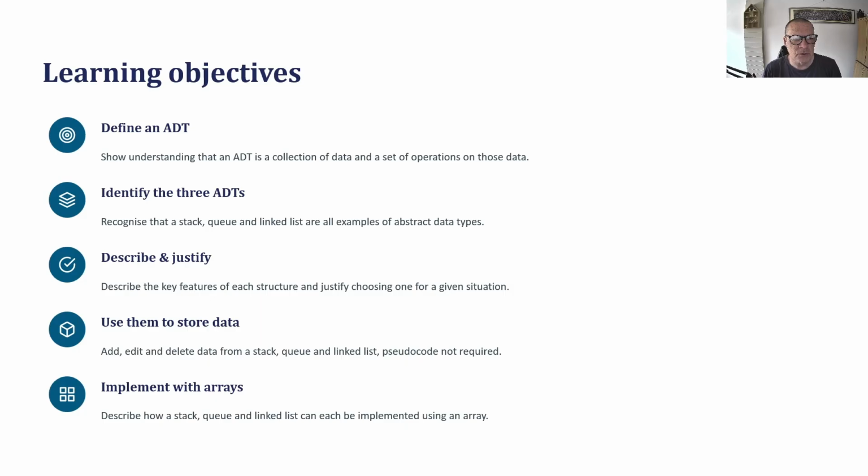And we need to be able to describe how we store data in them, how we add, edit, and delete data from those different abstract data types. We don't need for this part to be able to write pseudocode to do that. And we need to be able to implement these with arrays, i.e. describe how they would be implemented with arrays.